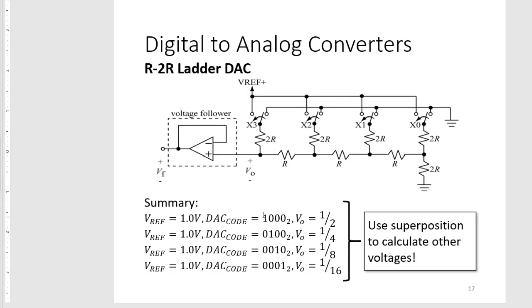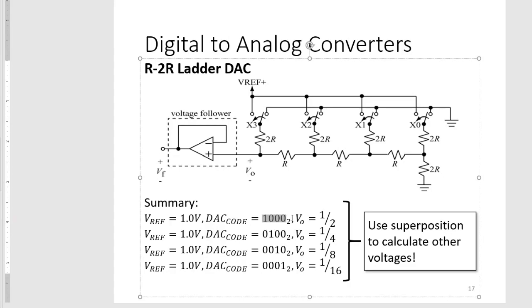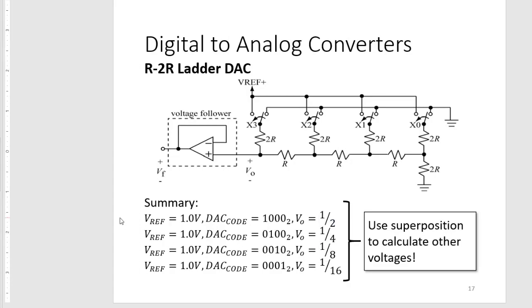So if we have a DAC code of 1010, we just need to add the voltage output of DAC code 1000 and 0010, which is 1/2 plus 1/8, which is the analog voltage we would be expecting when we have a DAC code of 1010.